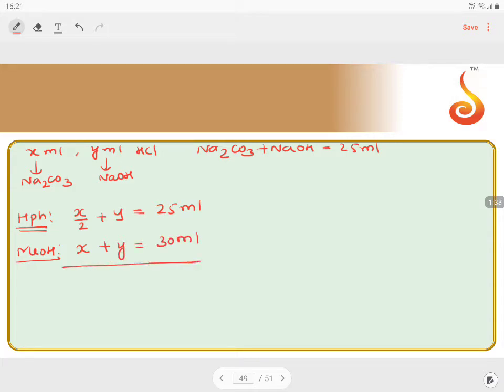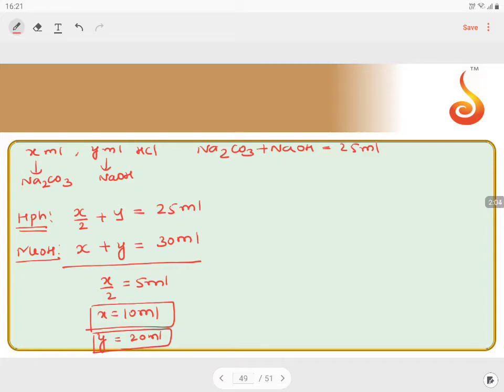If we subtract these two equations, we get X by 2 equals 5 ml. So X equals 10 ml, and correspondingly the Y value will be 20 ml. We got the volume of HCl required for completely neutralizing Na2CO3 as 10 ml, and the volume of HCl required for completely neutralizing NaOH as 20 ml.